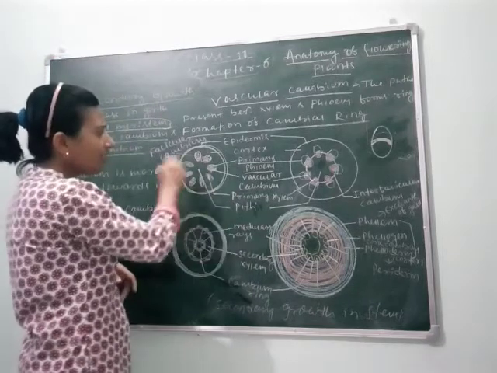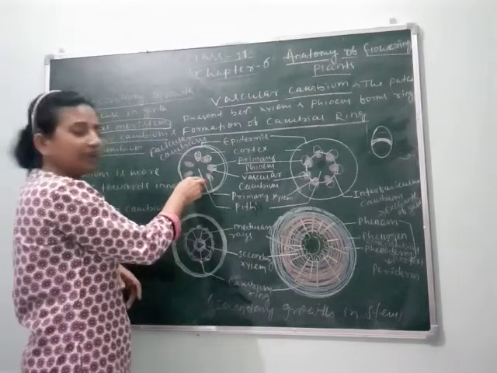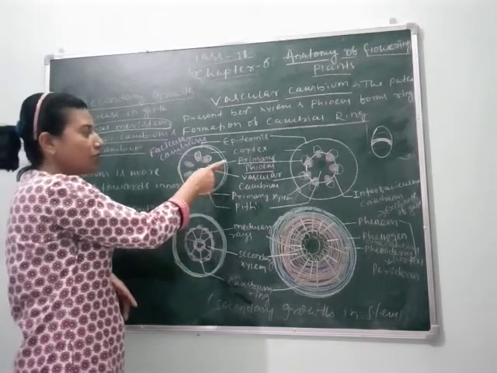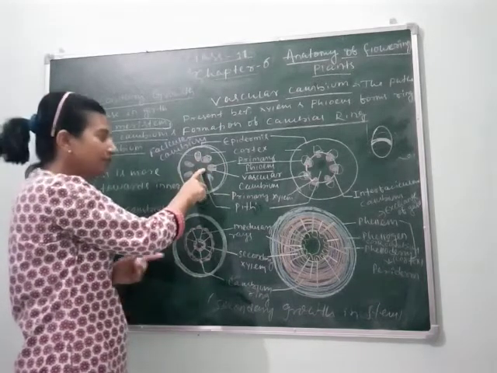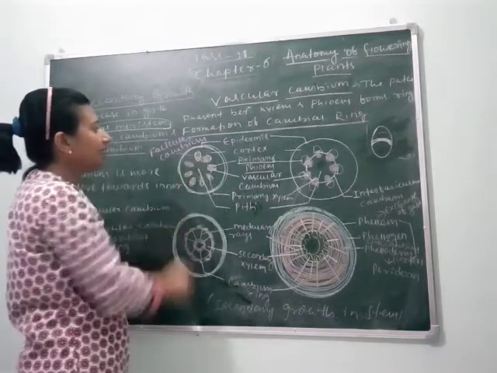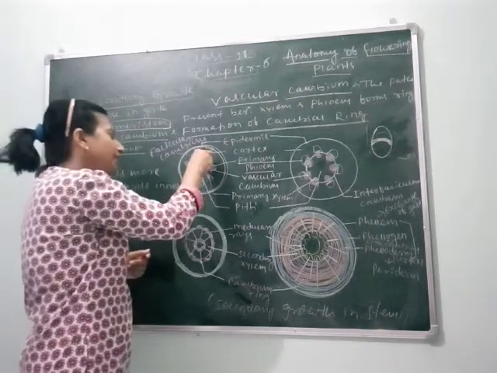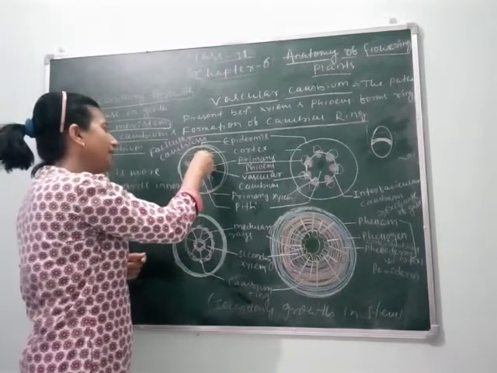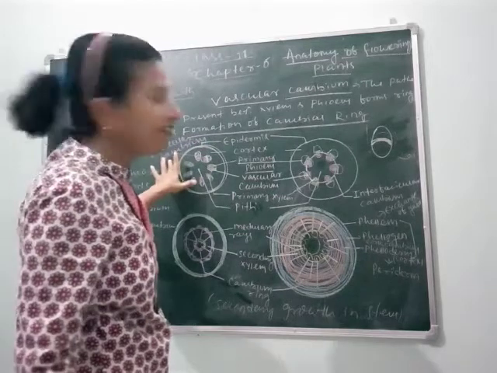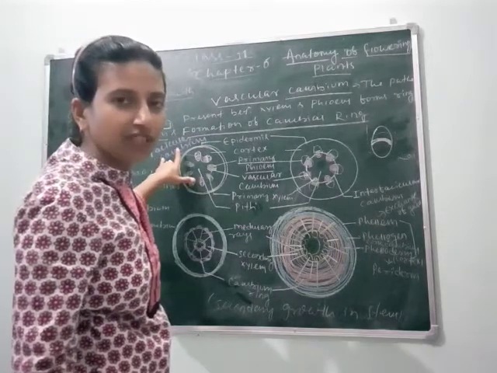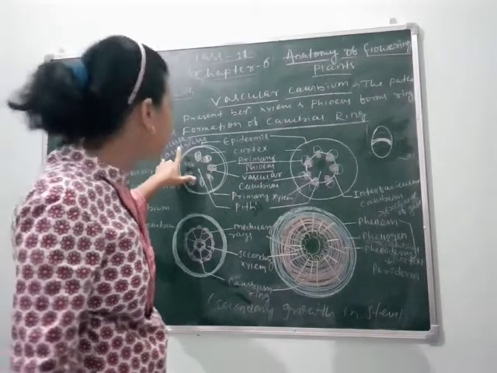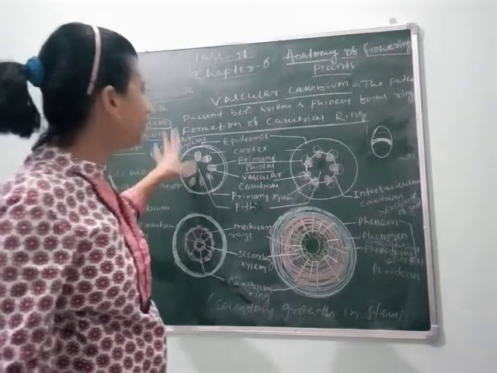Next, where is the xylem present? Xylem is present towards the pith. If phloem is present towards the periphery, then xylem is present towards the pith. This part is your pith. Clear? And the part which separates the primary xylem from the primary phloem is called fascicular cambium. Remember, fascicular cambium separates primary xylem from primary phloem.